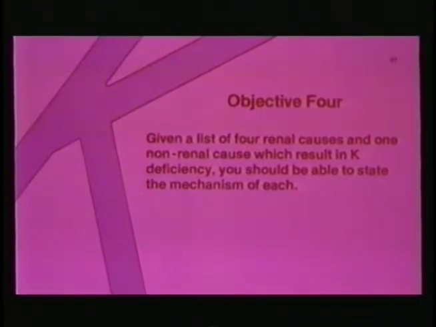As part of your fourth and last objective, given a list of 4 renal causes and 1 non-renal cause which result in potassium deficiency, you should be able to state the mechanism of each.